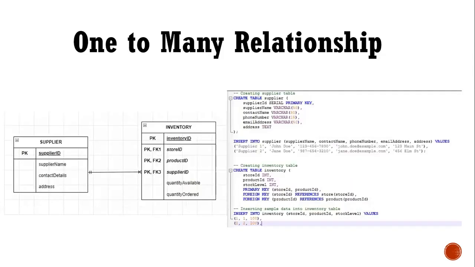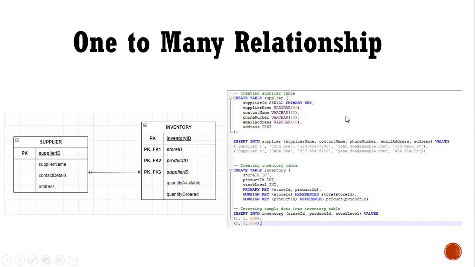Moving on, I'm going to give you an example of a one-to-many relationship. Let's go with the supplier and inventory. One supplier can have multiple inventories. That's why we're establishing a one-to-many relationship. And because one belongs to the supplier and many belongs to the inventory, we're picking the primary key from supplier, which is supplier ID, and it's going to be the foreign key for inventory, as you can see here, which is the supplier ID.